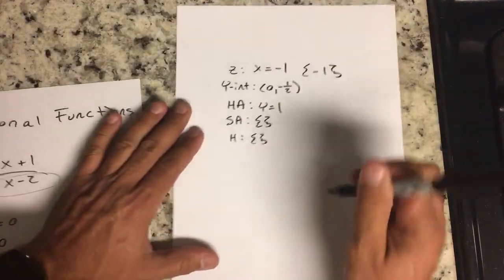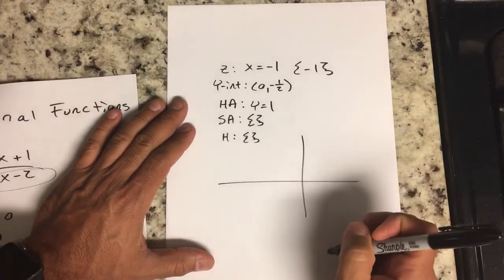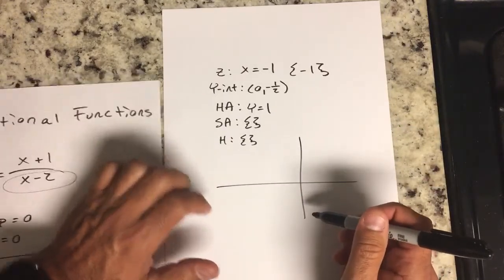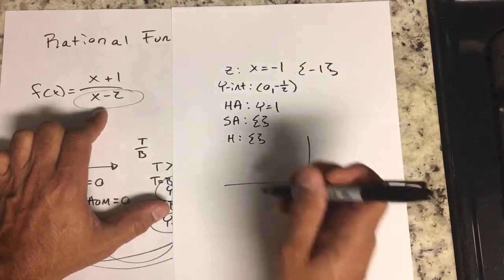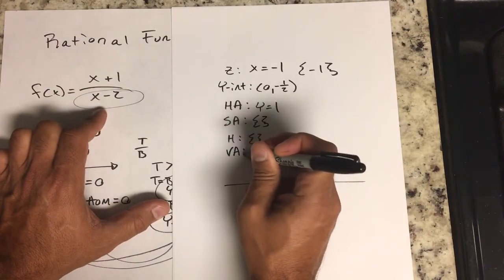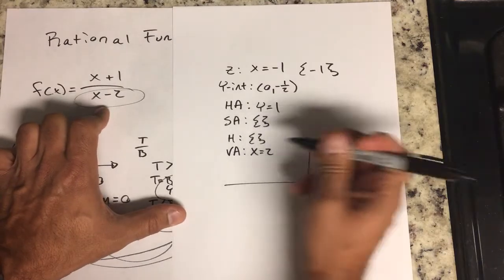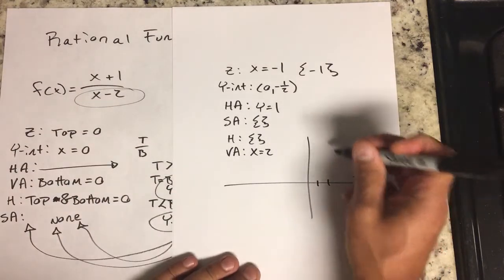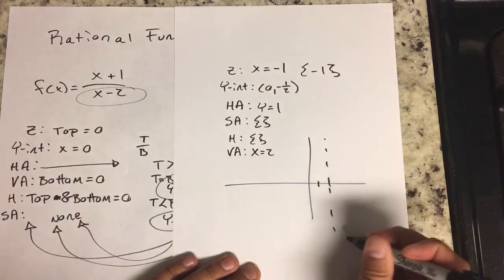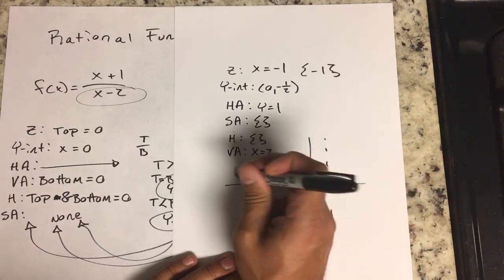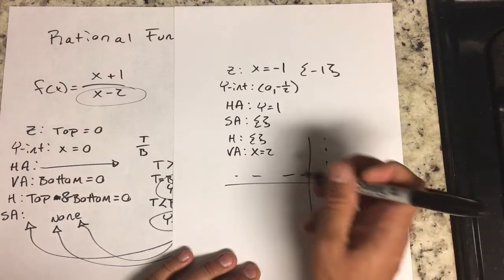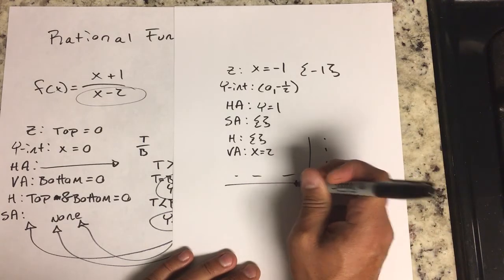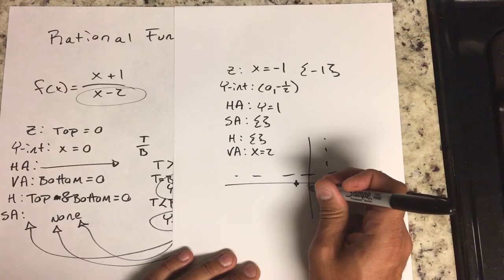I'm going to have to graph them out. So I'm going to make my asymptotes first. Oh, I didn't do a vertical asymptote. Whoops. I have a vertical asymptote at x equals 2. Asymptotes, I make dashed lines. Horizontal asymptote at y equals 1. So it goes like this. I have an x-intercept at -1. I have a y-intercept at -1/2.